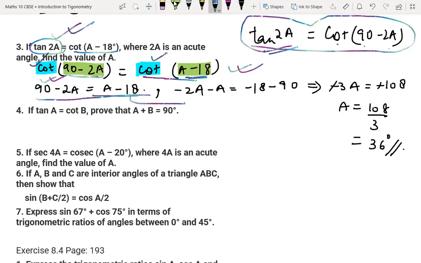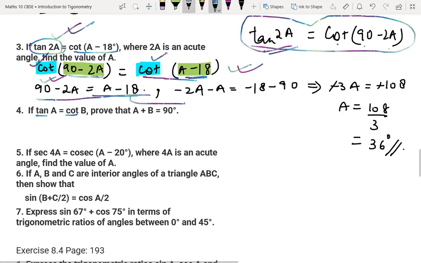So next, question number 4, you check. Tan A is equal to cot B. Children, here also the same case is arising. Here is coming tan and here is coming cot. But what to write instead of this tan? Either you convert both to tan or you can convert both to cot.